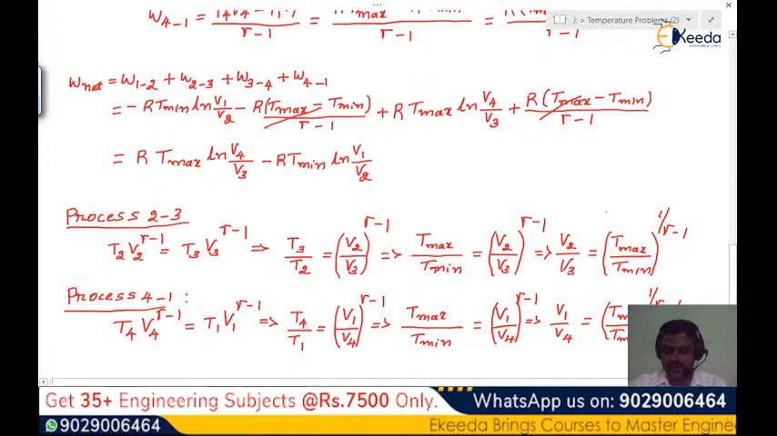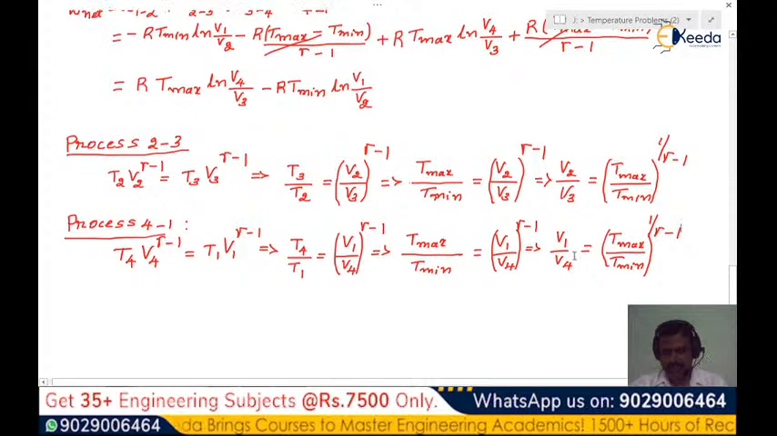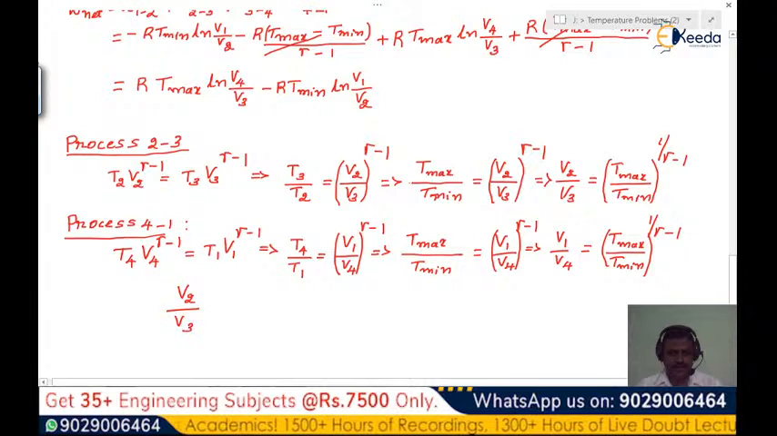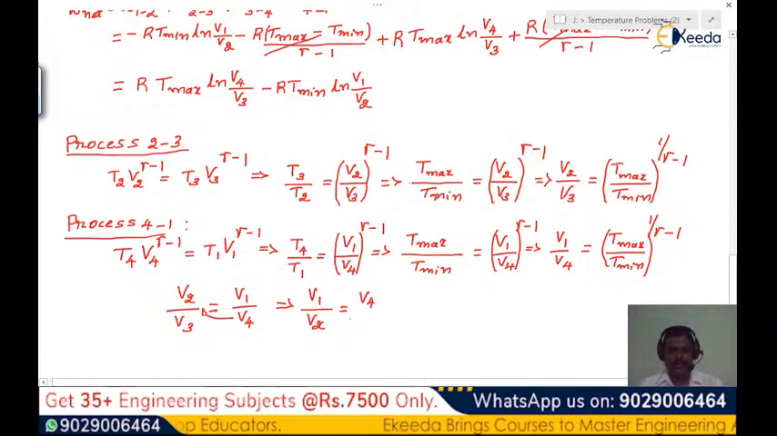In these two expressions, if you compare them, the right hand side terms are the same, so we can write V2 by V3 is equal to V1 by V4. If I rearrange this, bringing V4 to this side and V2 to the other side, this becomes V1 by V2 is equal to V4 by V3. So the ratios of compression and expansion are V1 by V2 is equal to V4 by V3.